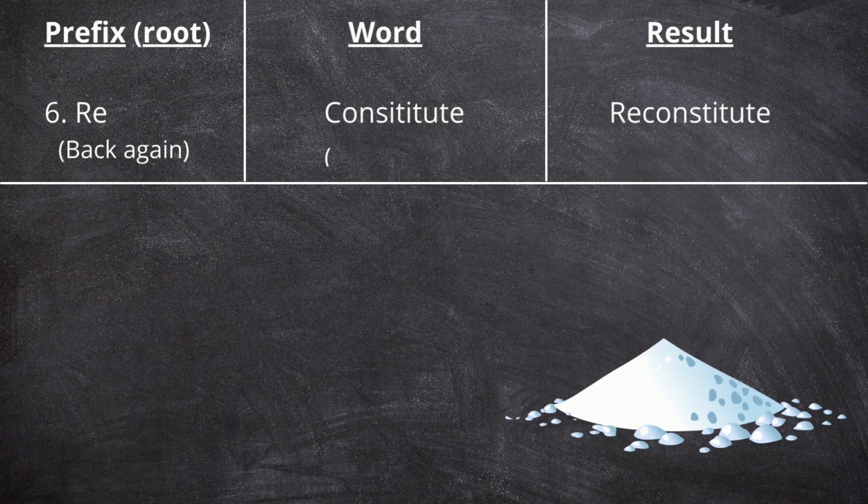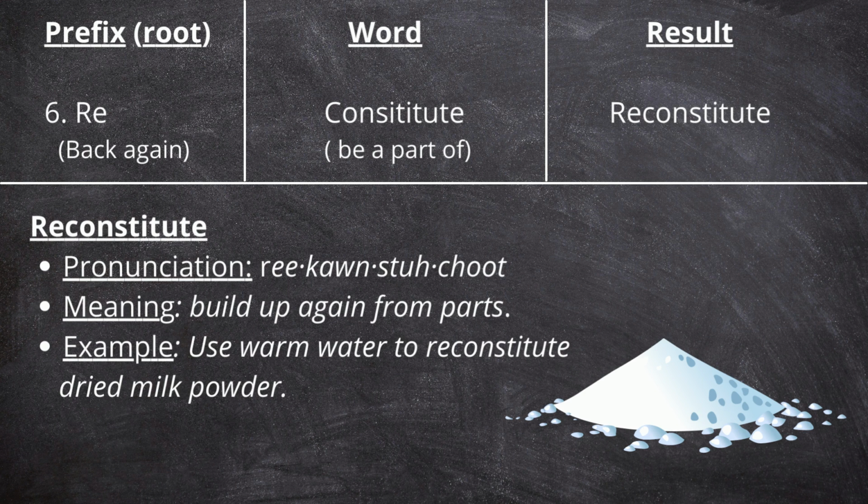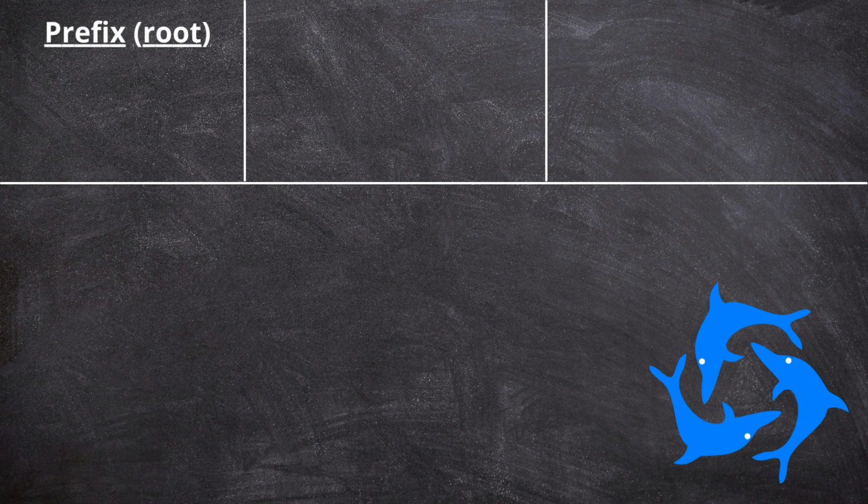The sixth prefix is re, which means back again, and the word is constitute, which means be a part of. Both put together form a word reconstitute. Reconstitute means to build up again from parts. For example, use warm water to reconstitute dry milk powder.